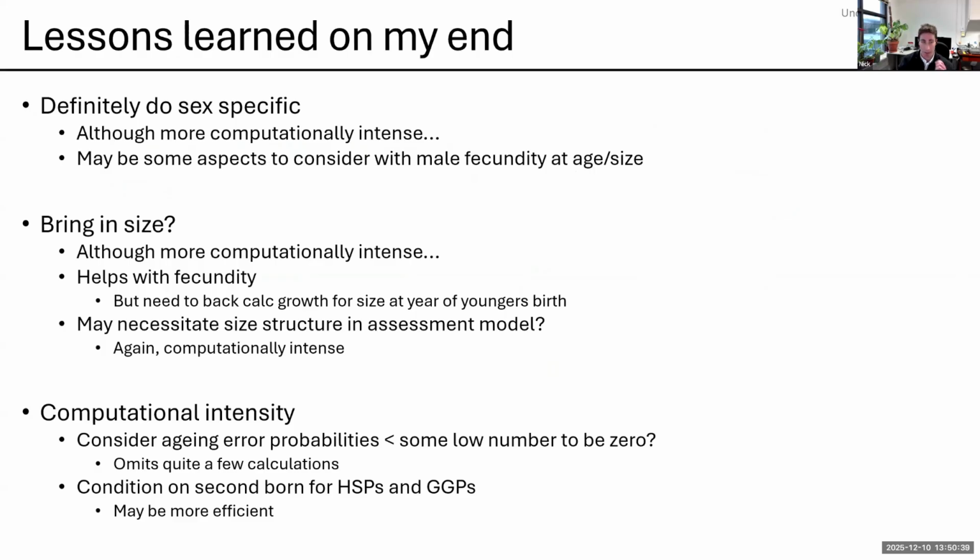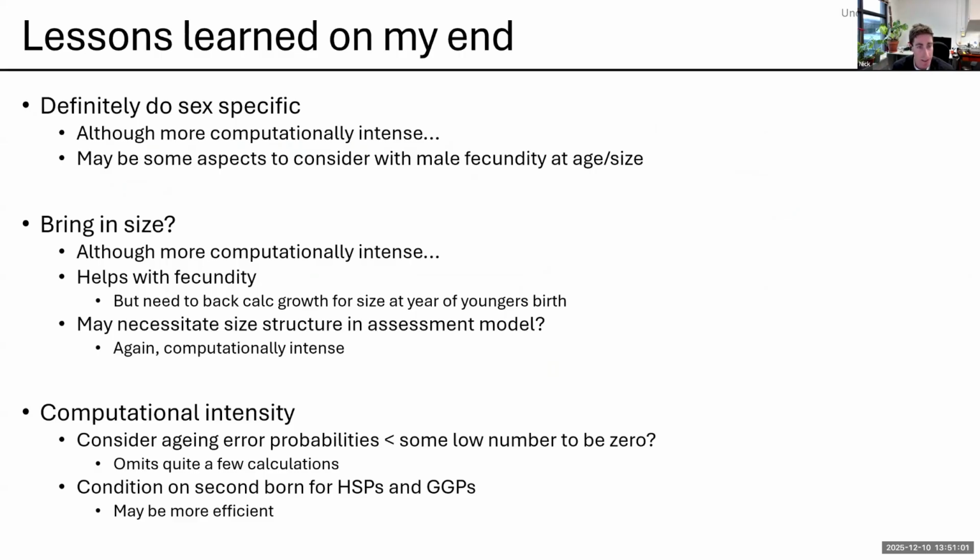Or you can make the compromise and go to penalized maximum likelihood. Okay, so some more lessons learned on my end. Definitely do sex specific, although I can't remember if most tuna assessments are sex specific or not after you're getting sex specific compositions. But I got too far along in this project before I realized, oh darn, should have definitely done it sex specific. But it will make it more computationally intense.